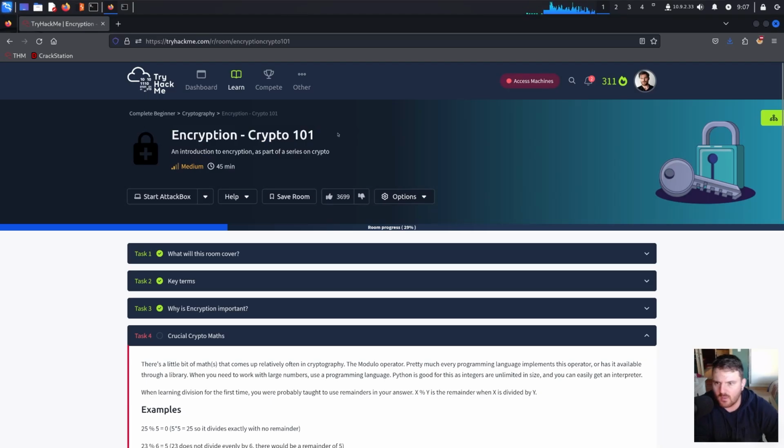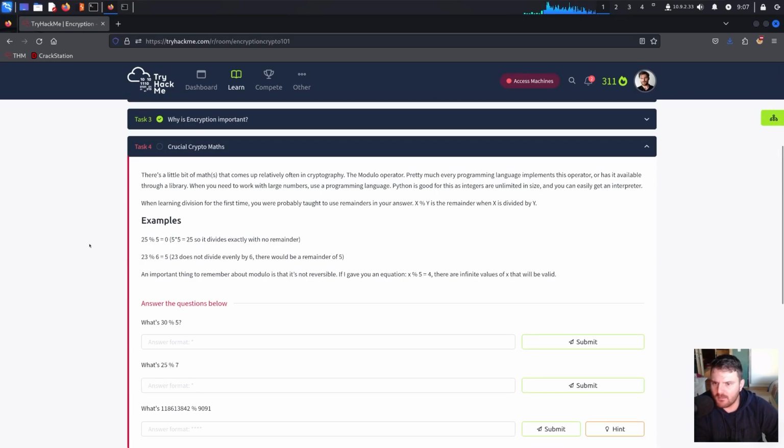Exploitation, Crypto 101 module, inside the Complete Beginner Path on TryHackMe. There's a little bit of maths that's come up relatively often in cryptography: the modulo operator. Pretty much every programming language implements this operator or has it available through a library.